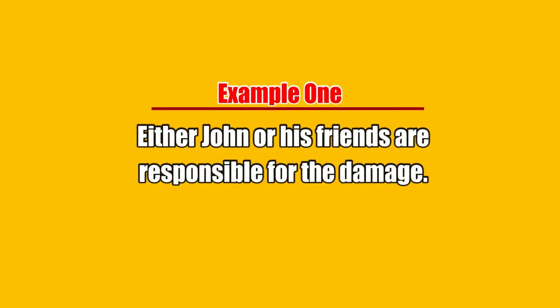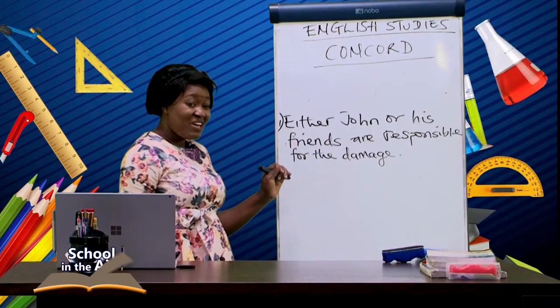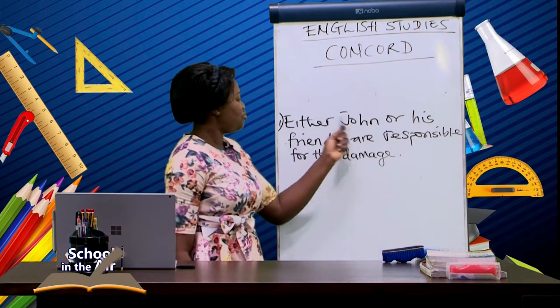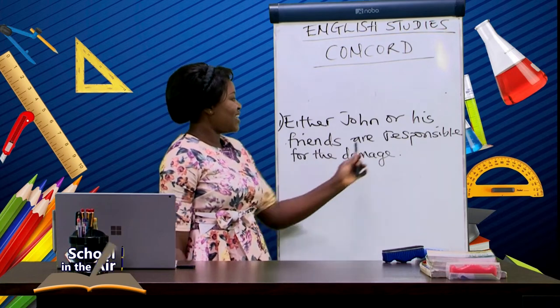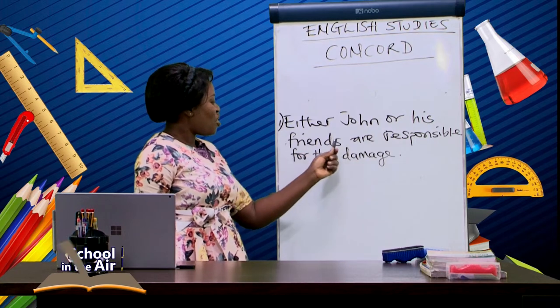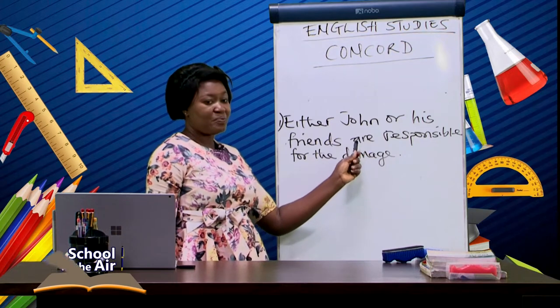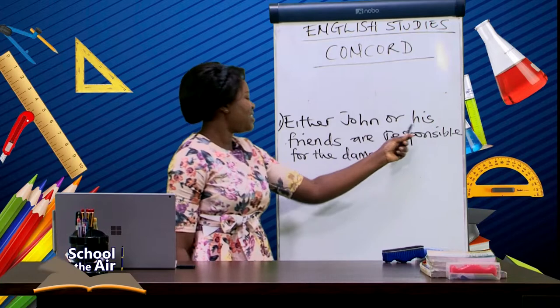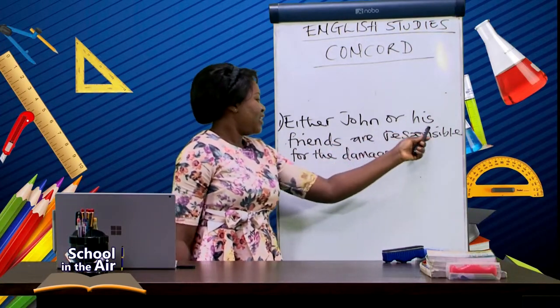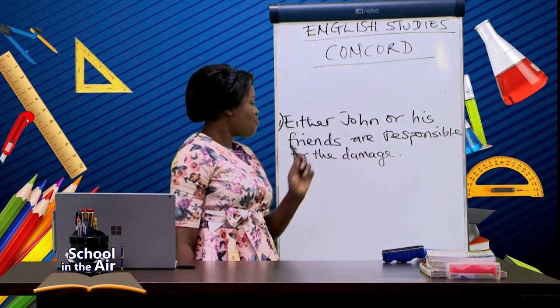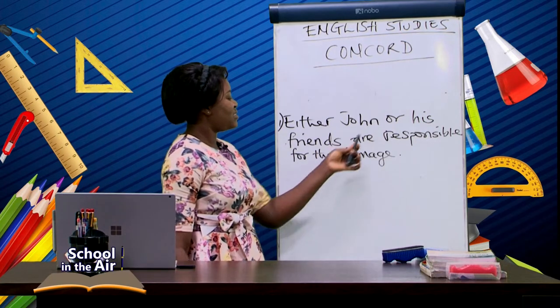Let's take for example, either John or his friends are responsible for the damage. If you look at this sentence structure, you will see that we have John and we also have his friends. So when you are constructing a sentence or when you are speaking, you look at the last subject before you use your verb. That is, the last subject will determine the kind of verb that you will use. His friends is closer to the verb, and that's what has dictated this plural verb. Because we have his friends, we don't reckon with John. Either John or his friends are responsible for the damage.